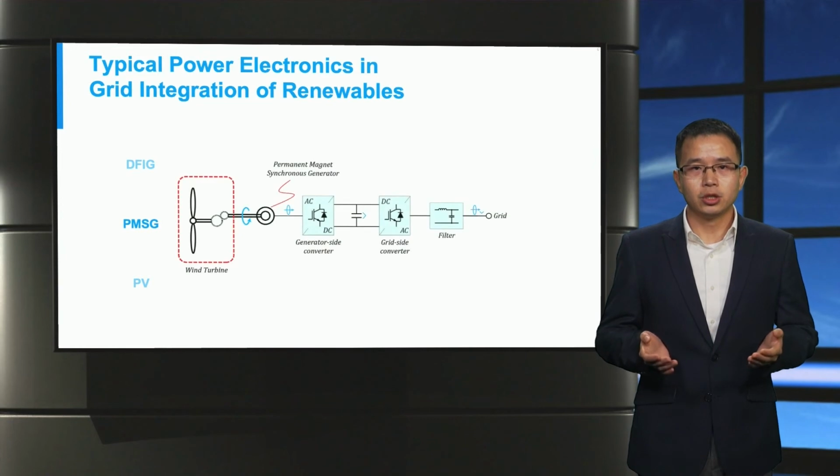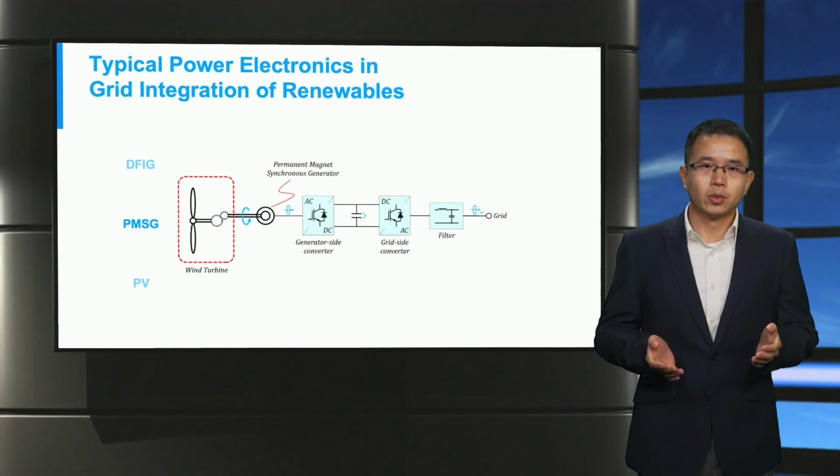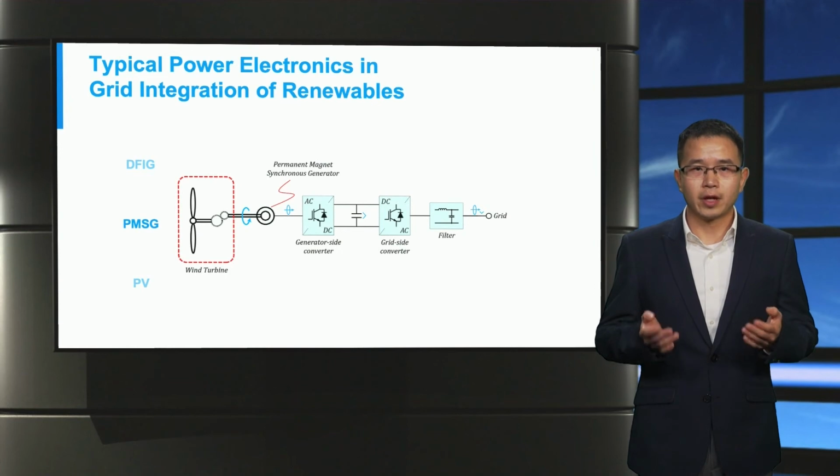In PMSG, the stator is connected to the grid via an AC-DC-AC converter, so the generator again has a variable frequency with MPPT capability. But with such a configuration, the power converter needs to process the full-scale power of the generator, which was not possible in the past but is becoming the mainstream nowadays due to the development and cost reduction of power electronics.